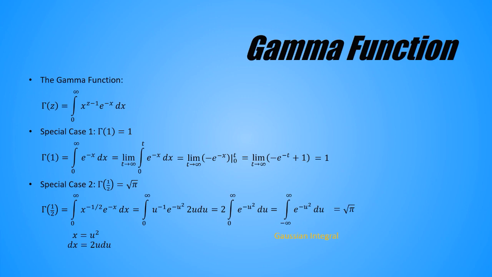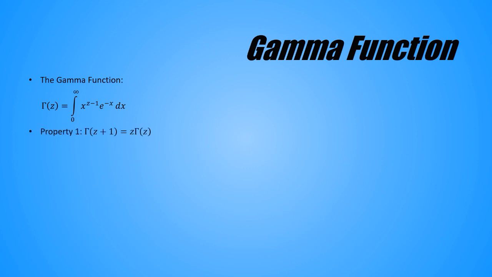Now let's look at the 2 properties of the gamma function. Property 1, gamma of z plus 1 equals z times gamma of z. So here's gamma of z plus 1. And here's how we treat the improper integral. And we're going to integrate this by parts. And here are the parts.